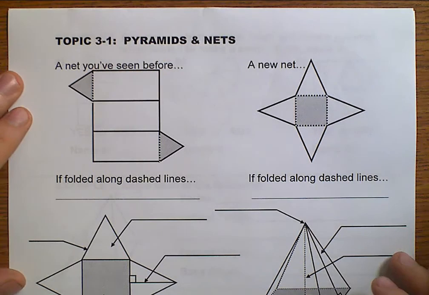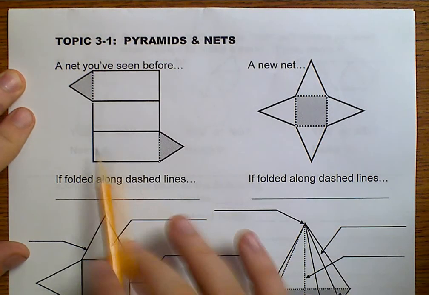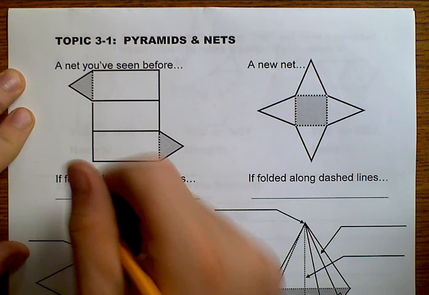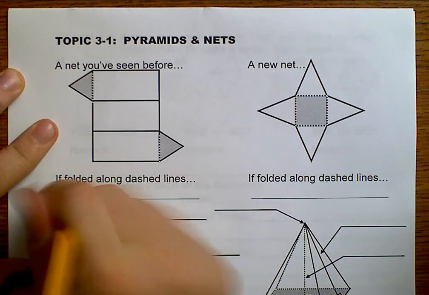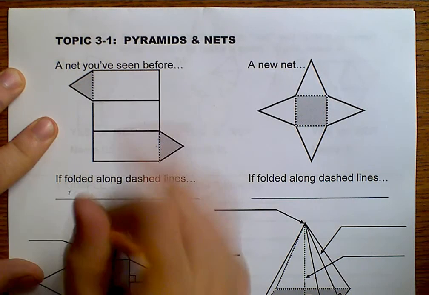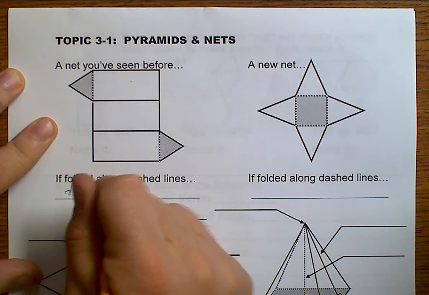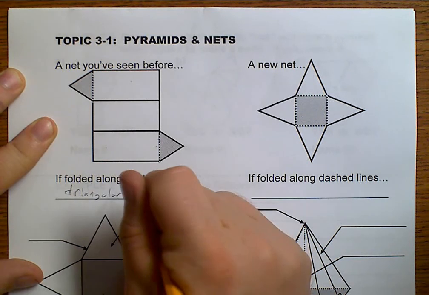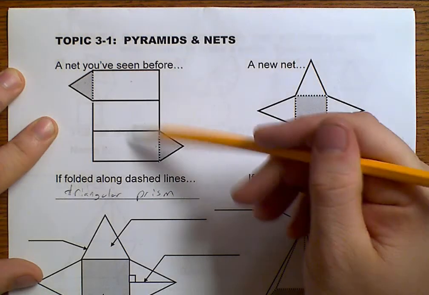Hello, this is Geometry Topic 3-1 over pyramids and nets. So here's a net we've seen before. If we fold it along the dotted lines, it becomes a triangular prism, because it's got two triangle bases and rectangular sides.